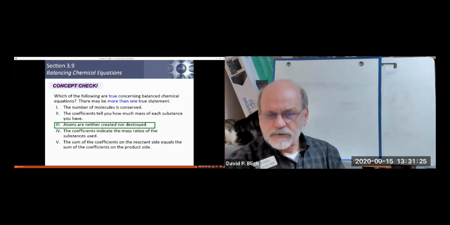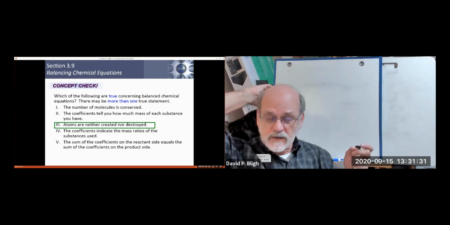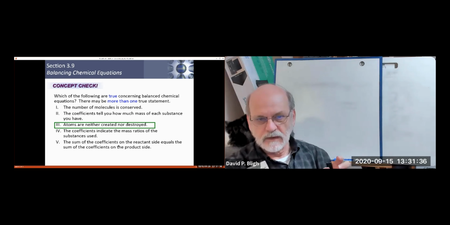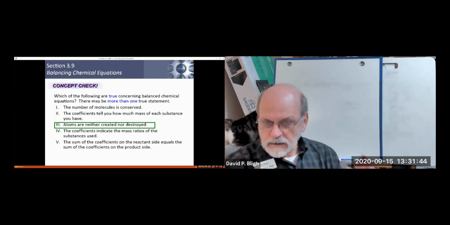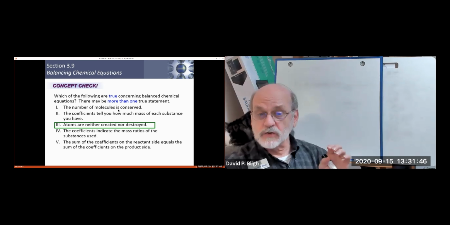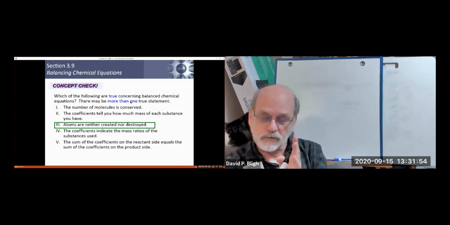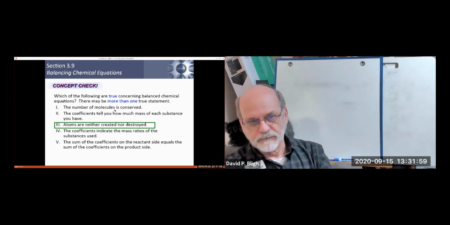Okay. So, well, I already gave you the answer. Which of the following are true concerning balanced equations? Atoms are neither created nor destroyed. Conservation of mass. The number of molecules is conserved. The number of molecules can be wildly different because those coefficients are the only things that are important. And the coefficients tell you how many molecules there are. So the number of molecules is not conserved. Coefficients tell you how much mass of each substance you have?